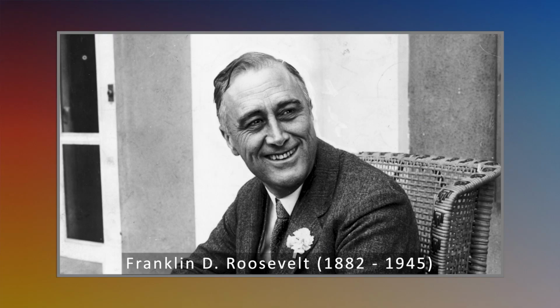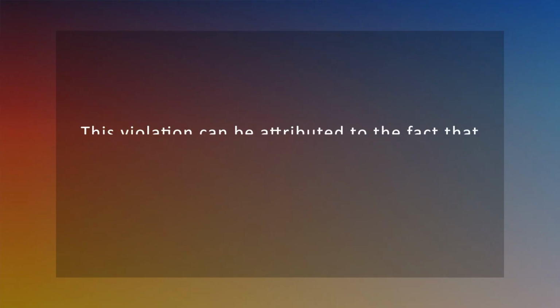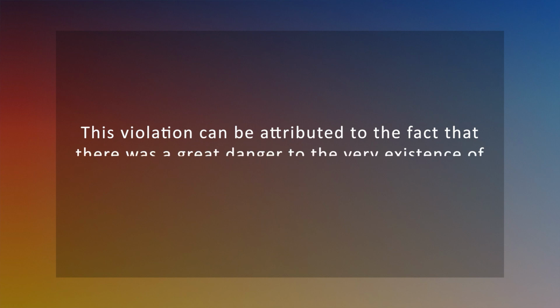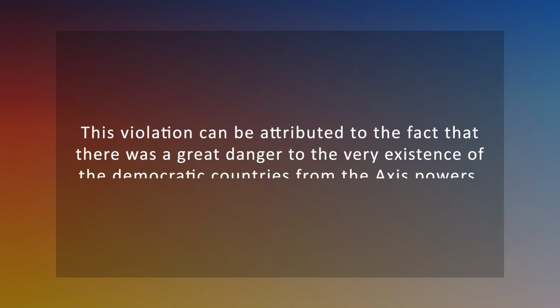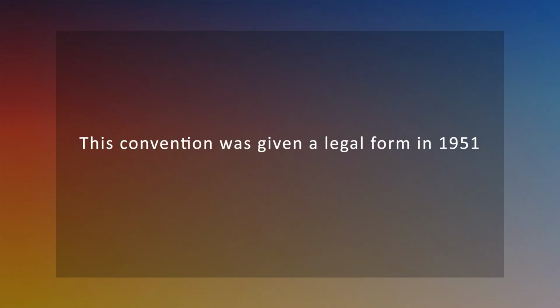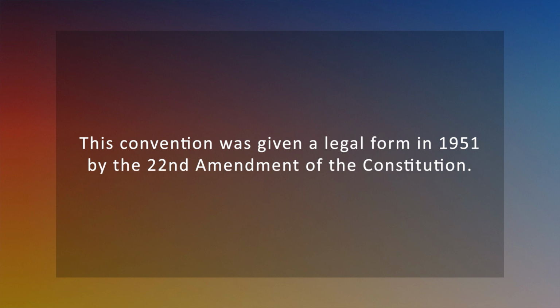However, this convention was violated in 1940 when Franklin D. Roosevelt stood for the third term. Not only that, he was re-elected for the fourth term in 1944, although he died in 1945. This violation can be attributed to the fact that there was a great danger to the very existence of the democratic countries from the Axis powers. However, the convention regarding no third term was very strong. This convention was given a legal form in 1951 by the 22nd Amendment of the American Constitution.